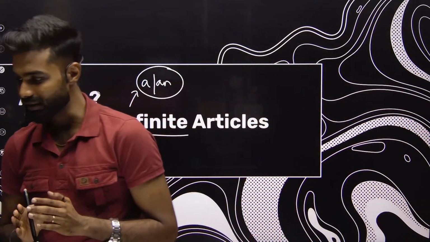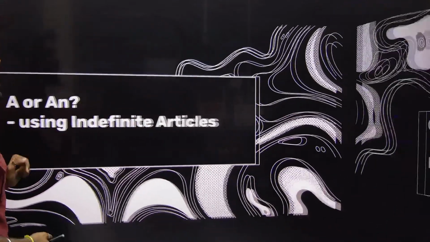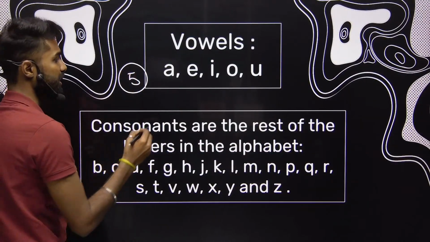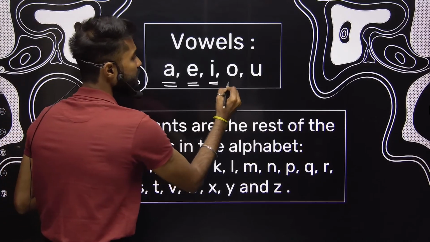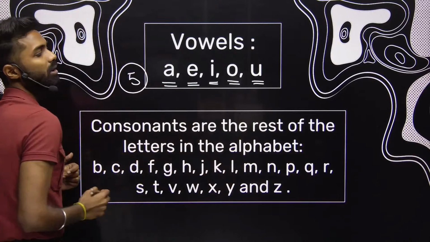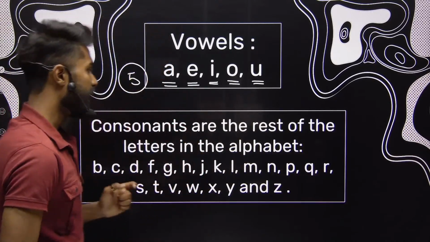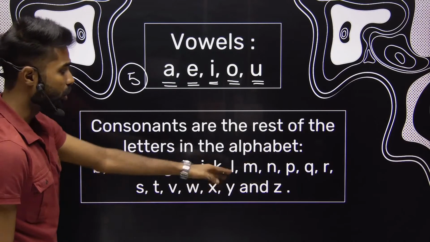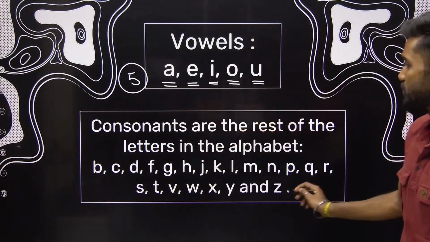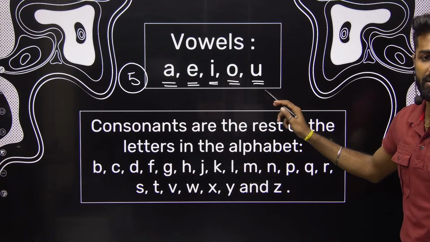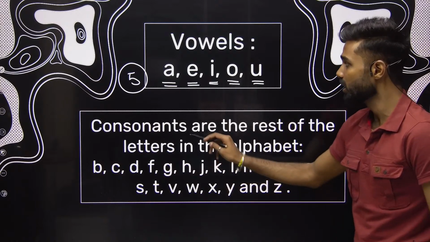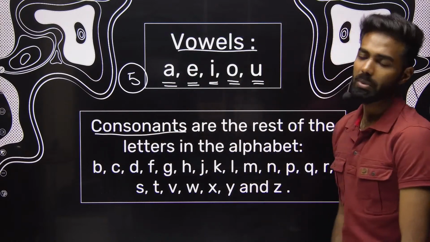So in order to understand this session, what do we need? We need a good command over what are vowels and consonants, right? It is very simple: vowels are these 5 letters, A, E, I, O, U. These 5 are called my vowels in the alphabet. And the rest, B, C, D, F, G, H, J, K, L, M, N, P, Q, R, all these are called my consonants. Except these 5 letters, all the other letters are called consonants. So have clarity on what consonants and vowels are.